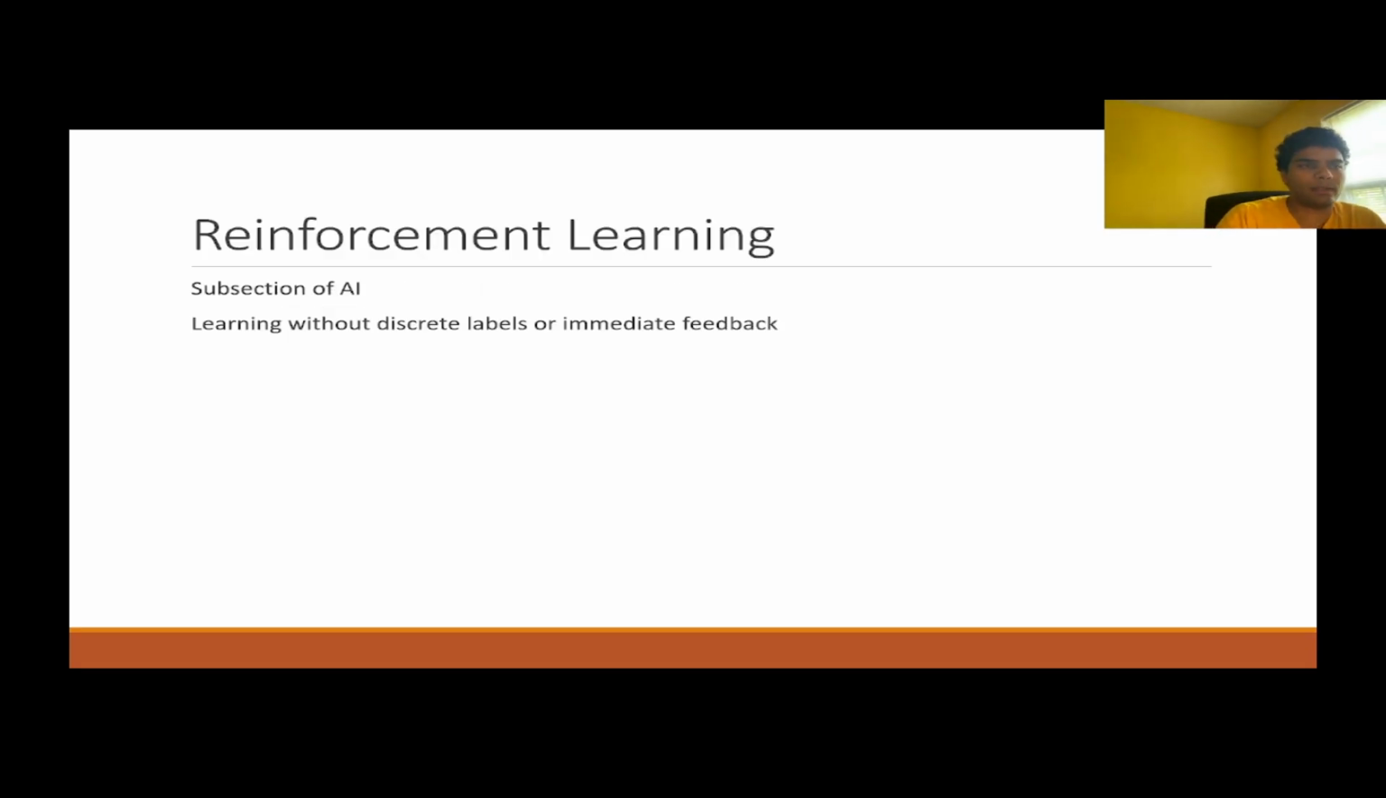And then what we're really interested in with robotics is reinforcement learning. Reinforcement learning is a field of AI, and its kind of theme is learning without discrete labels or immediate feedback. With a lot of these other methods and other fields of AI, it's more so, hey, we have a bunch of this data and we have it labeled.